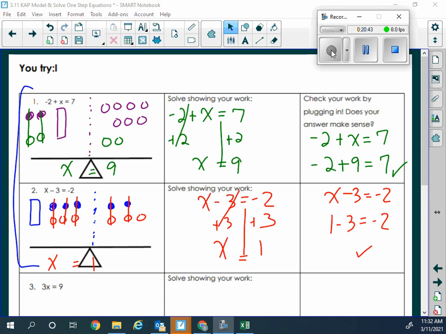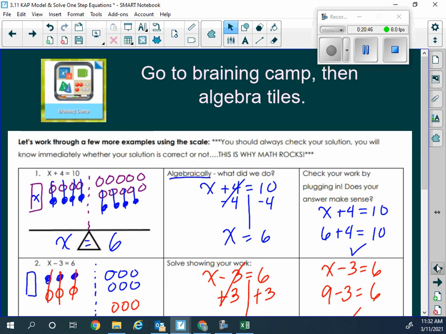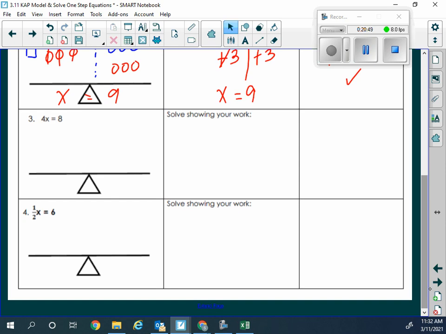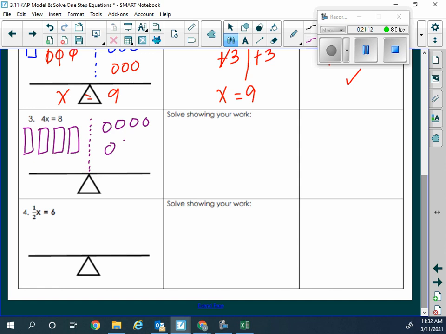Okay, go back to the previous page, and now we're going to move on to multiplication and division. Number 3, where it says 4x equals 8. Divide our scale. What would that look like? 4 x's, and 8 on the right side. So, what are we always trying to do again? Leave x alone. Get 1x by itself. We'll find the value of 1x.